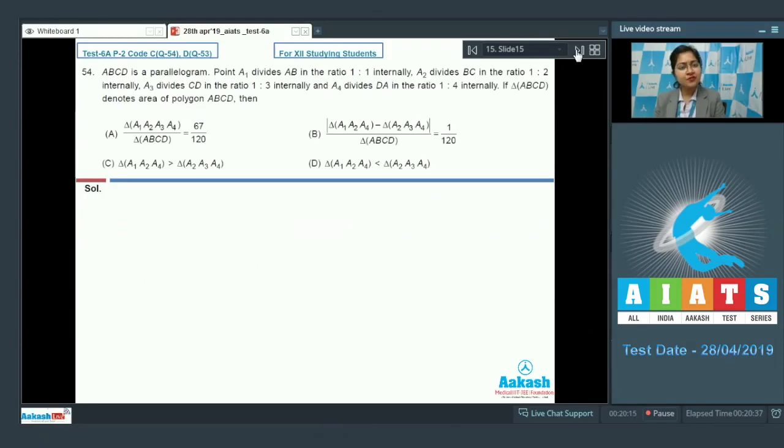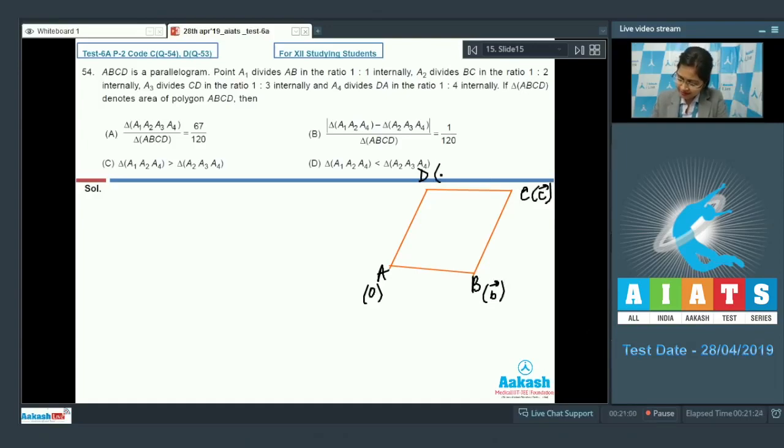Next, let's discuss question number 54, which says that if ABCD is a parallelogram, point A1 divides AB in this ratio, A2 divides BC, A3 divides CD and A4 divides DA. If triangle ABC denotes the area of polygon ABCD, then we have to find the area of all these. Let us say this is the parallelogram A, B, C and D. Let us say the points are 0, b vector, c vector and let us say it is c minus b vector.